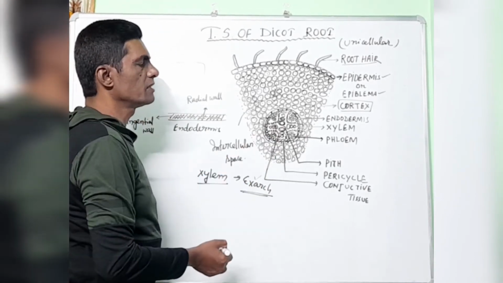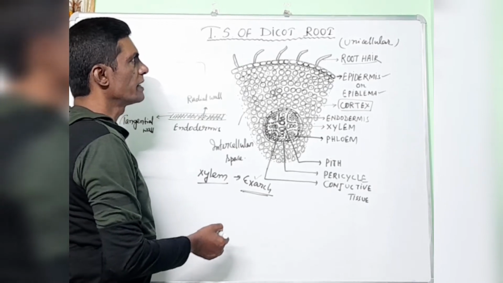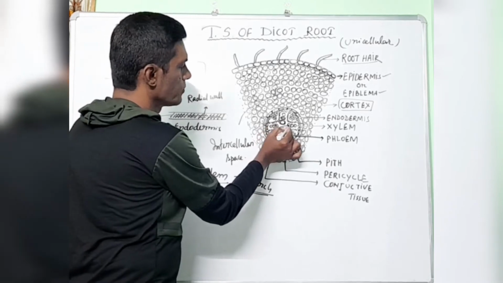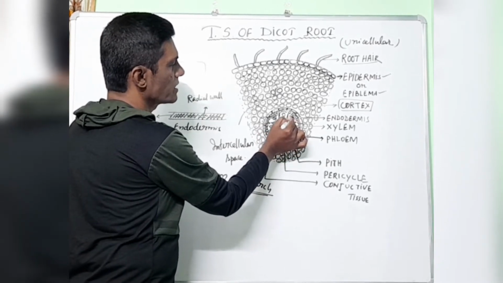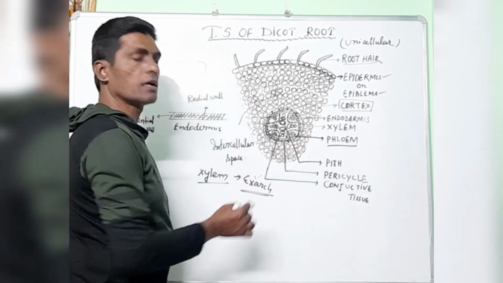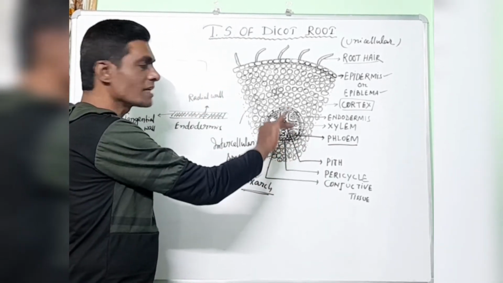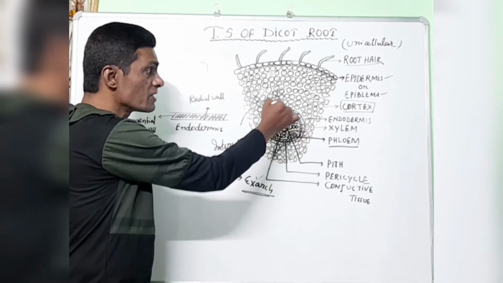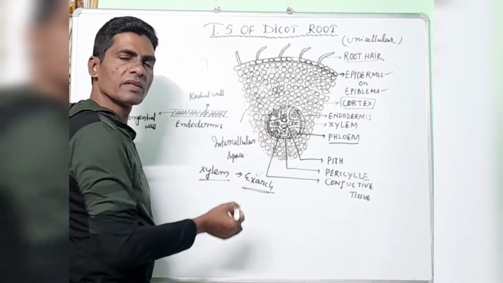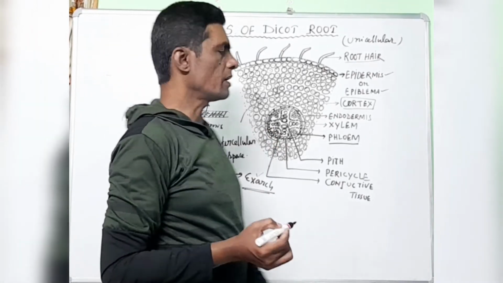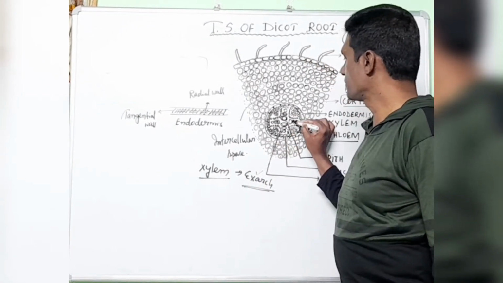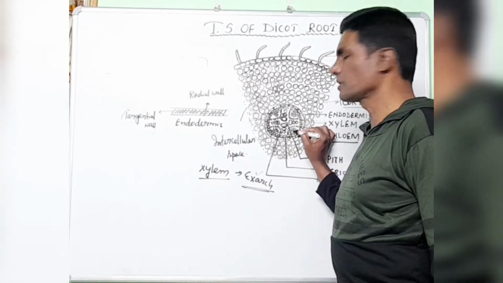So in exarch condition, the dicot root has four groups, and these four groups are surrounded by a patch-like structure called phloem. Now see the phloems. Phloems are arranged on the outer side of the vascular bundle, the peripheral region, and xylem tissues are towards the inner side of the phloem. See, this is the xylem tissue and these are the phloem tissue.